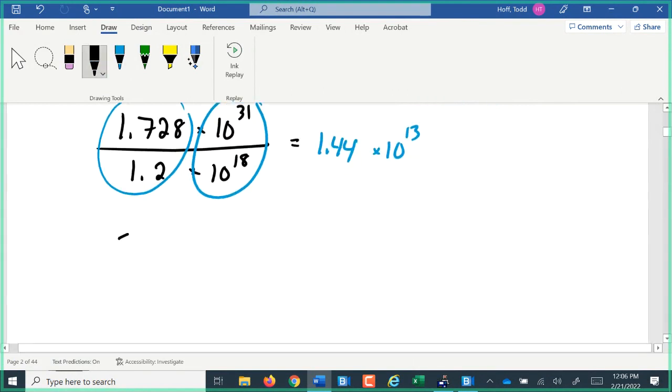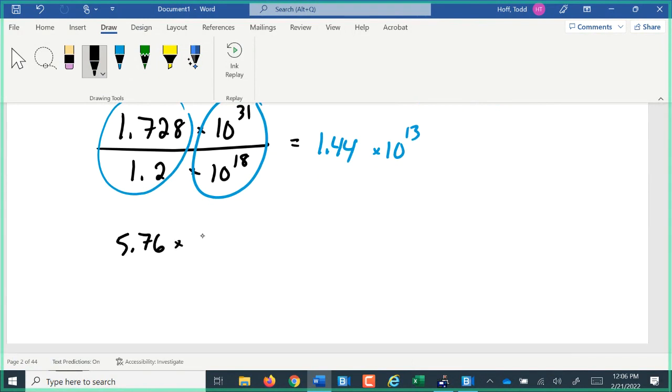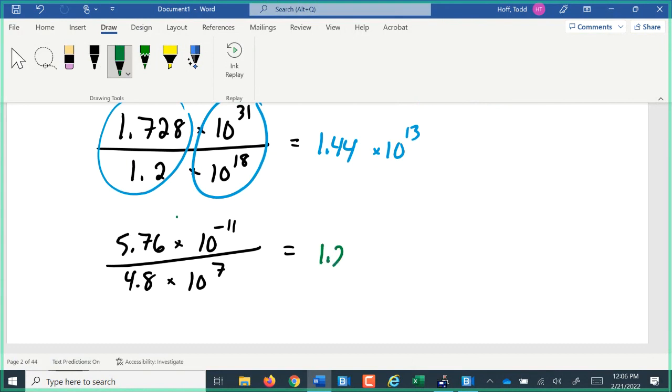And we might have 5.76 times 10 to the negative 11th divided by 4.8 times 10 to the 7th. We divide that out. 5.76 divided by 4.8 is 1.2. Now we do 10 to the negative 11th divided by 10 to the 7th. That'll be negative 11 minus 7, or negative 11 plus a negative 7. That'll be 10 to the negative 18th.